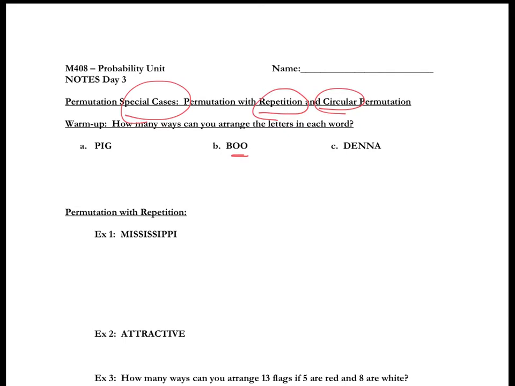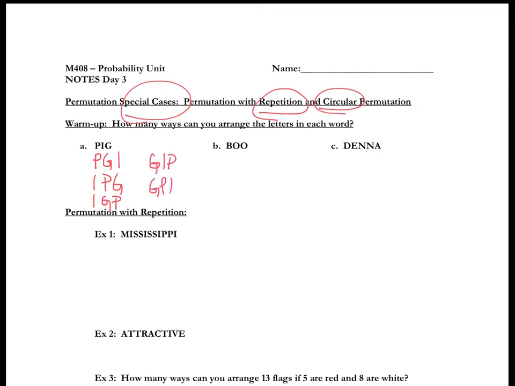First of all, if we talked about how to arrange the letters in these words, if we looked at the word pig, we could come up with several options. For example, we could start with PIG, then we could do PGI, then we could start with the letter I and have IPG or IGP, and then lastly we could start with the letter G and have GIP or GPI.